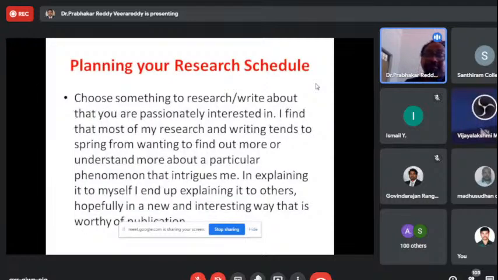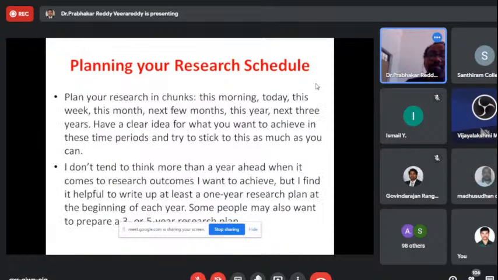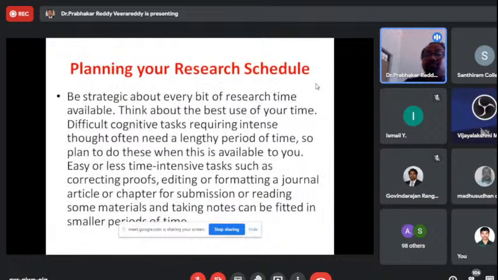In planning your research schedule, choose something to research that you are passionately interested in. Be organized. Make sure that you set aside one or more periods of time each week when you devote yourself to research. Sometimes, at least Saturday or Friday, you can keep a complete day for research for students. Plan your research. Be strategic about every bit of research time available.